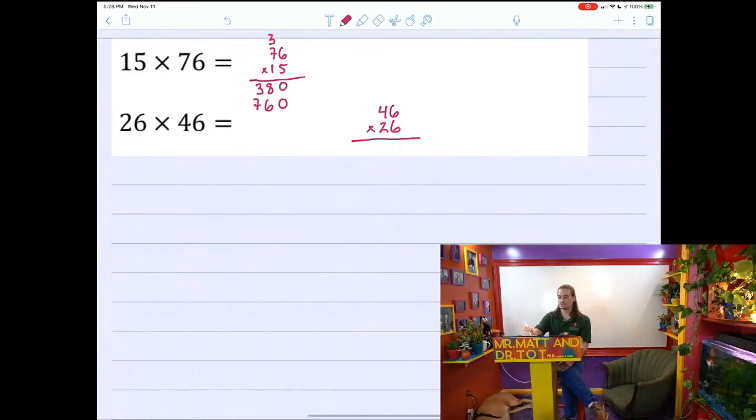So now if we sum these values together, 0 plus 0 is 0. 8 plus 6 is 14. Keep the 4, carry the 1. 1 plus 3 is 4. 4 plus 7 is 11. So we're going to have 1,140 as an answer to number 1.